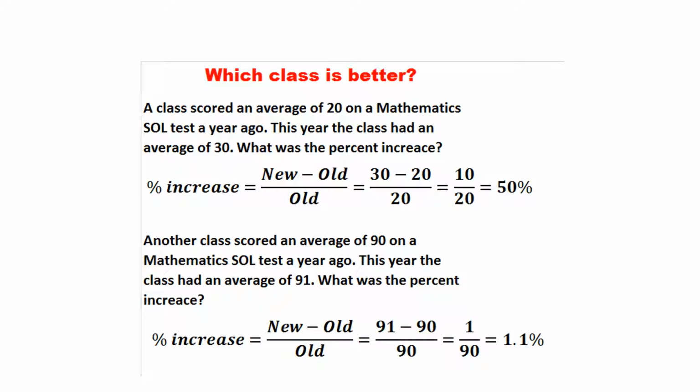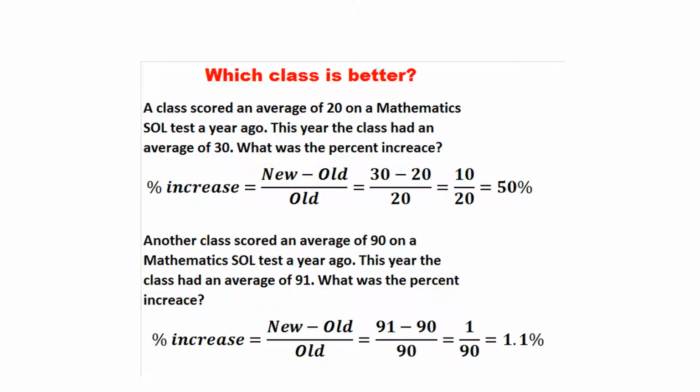And then they had another class. They had an average of 90, and the top score is 100 on a mathematics SOL test a year ago. And this year, they only had an average of 91. My goodness, what was the percent increase? Well, we got 91 minus 90 over 90. That's 1 out of 90. And if you work it out, 1 over 90 is 1.1%.